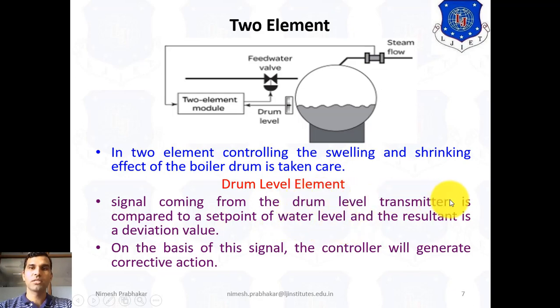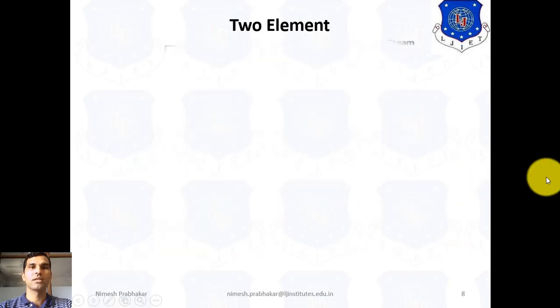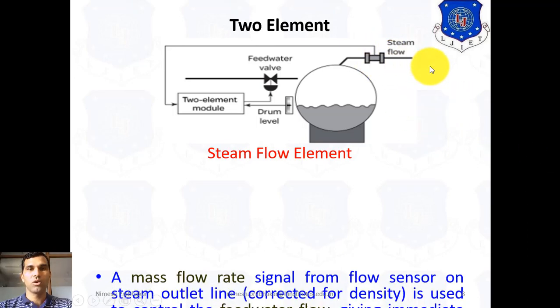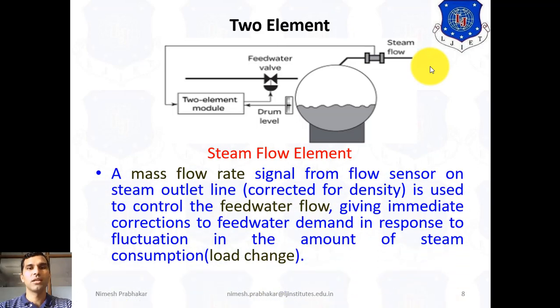Now we discuss the second element, which is the most important. This element is the steam flow element. Here we can see the steam flow element. A mass flow rate signal from the flow sensor on the steam outlet, corrected for density, is used to control the feed water flow, giving immediate correction to feed water demand in response to fluctuations in the amount of steam consumption as the load changes.